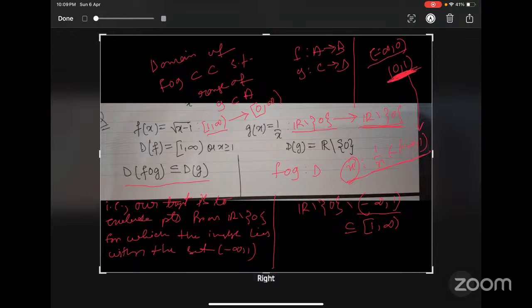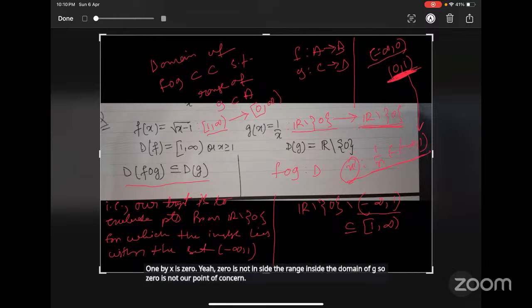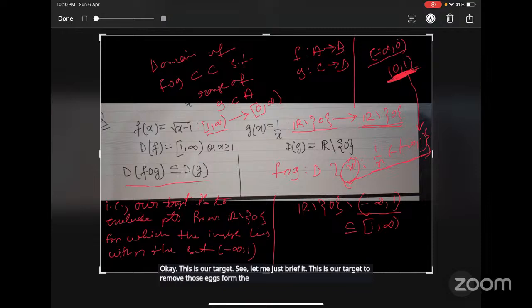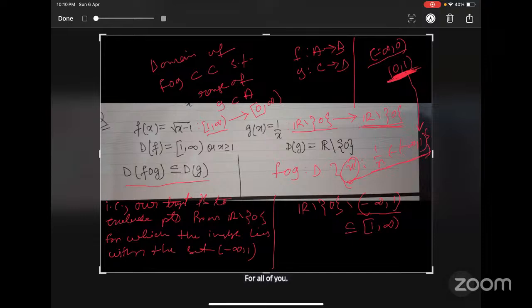1 by x will be 0 when x is infinity. 1 by x is 0. 0 is not inside the domain of g. So 0 is not our point of concern. Let me just brief it. This is our target: to remove those x from the domain of g such that 1 by x is inside minus infinity to 1. Is it clear for all of you?